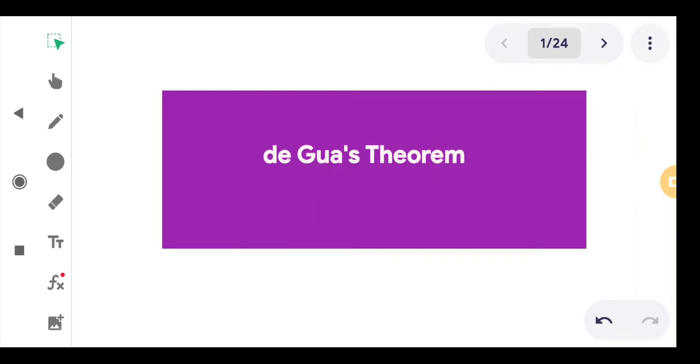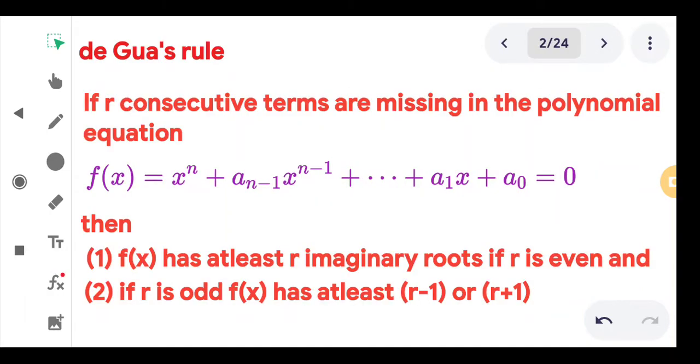So let's have that rule or theorem. The Gauss rule: if all consecutive terms are missing in the polynomial equation f of x is equal to x raised to n plus a n minus 1 x raised to n minus 1 plus etc. plus a1x plus a naught equal to 0, then there are two cases. Then f of x has at least r imaginary roots if r is even. If the number of missing terms is r, and r is even, this will have at least r imaginary roots.